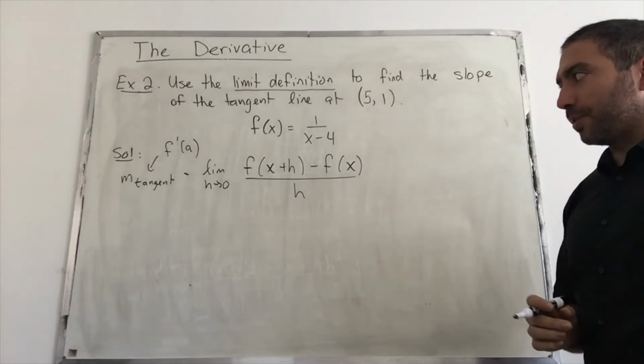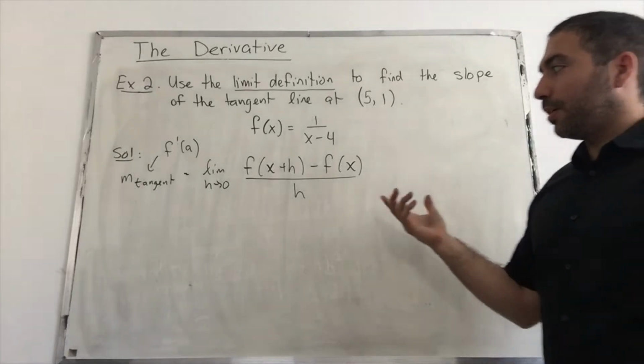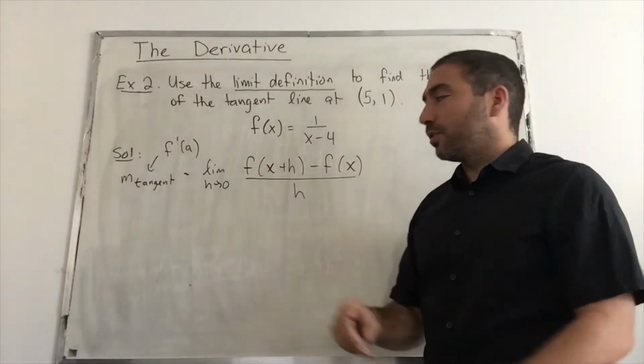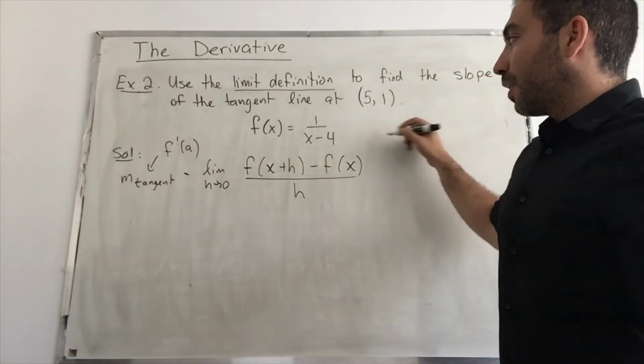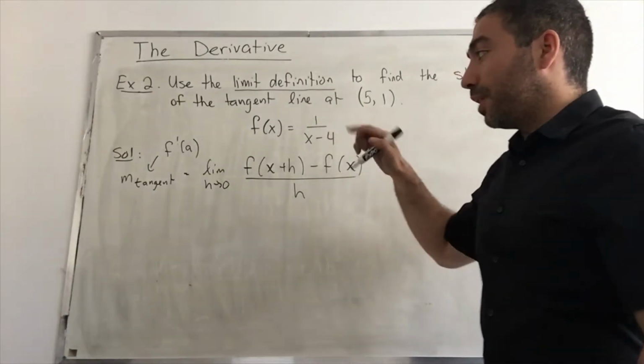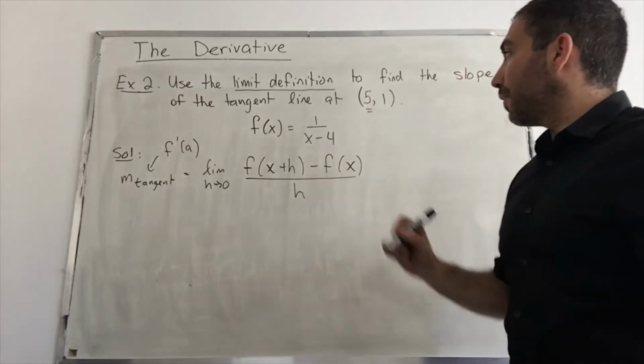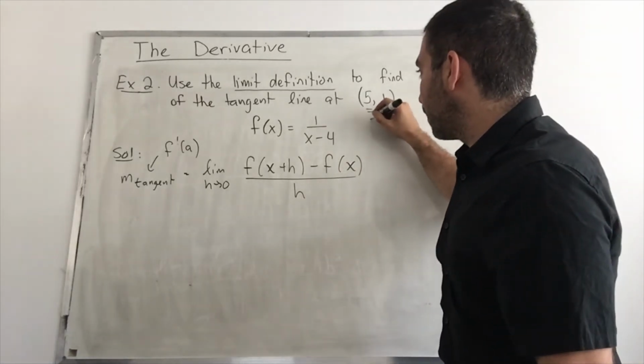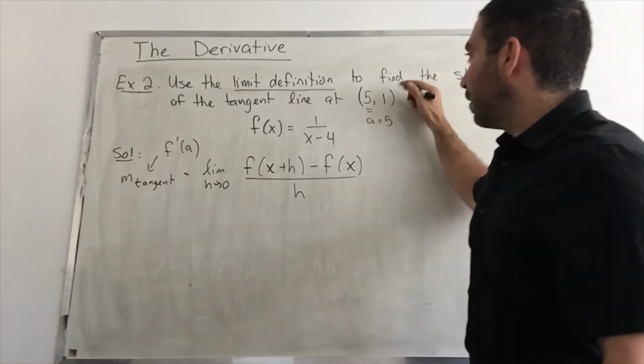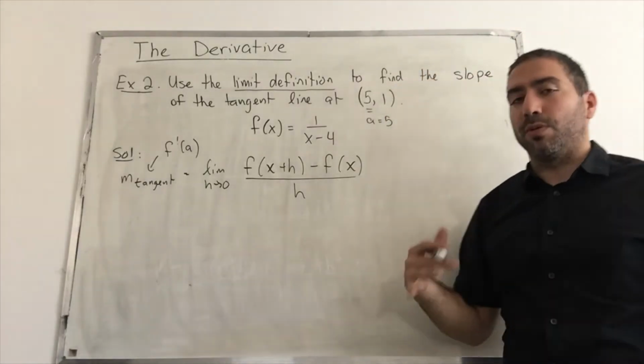It doesn't really matter which way you do it. What's important to figure out is what the a is. So what's the x value? At what value are we looking for the tangent line? And it turns out that our a is the x value of this point. A is 5. This 1 over here is just extra information, we don't really need it.